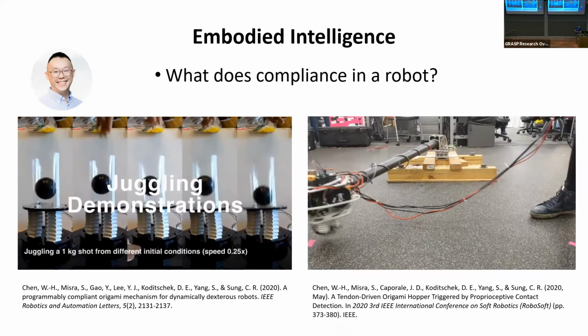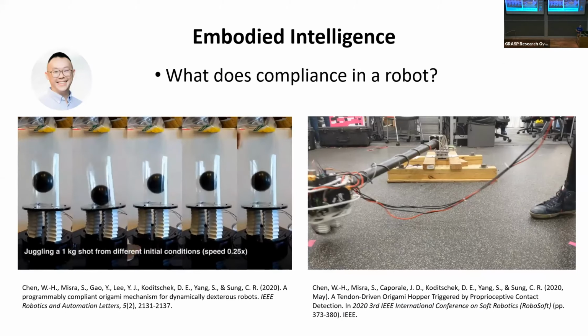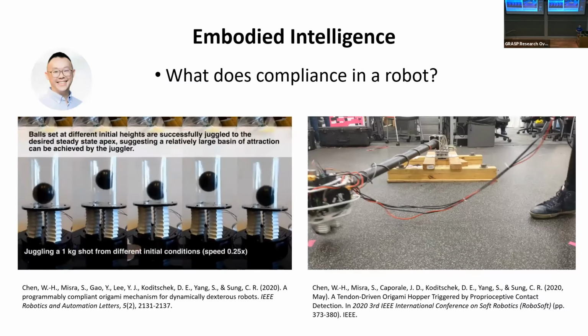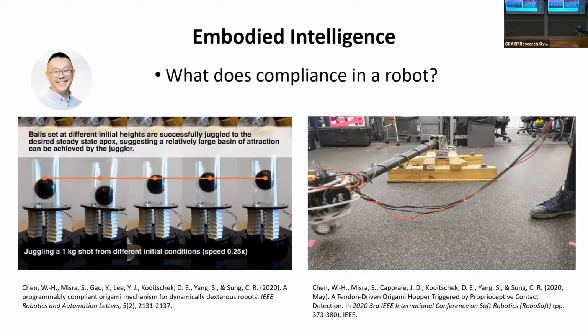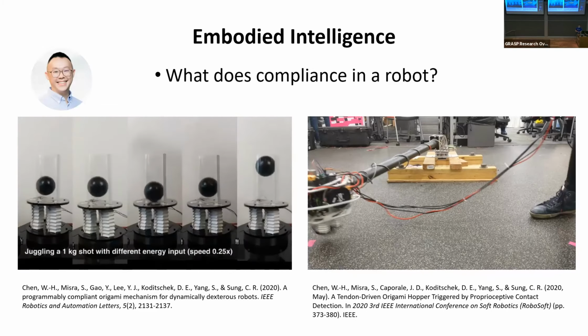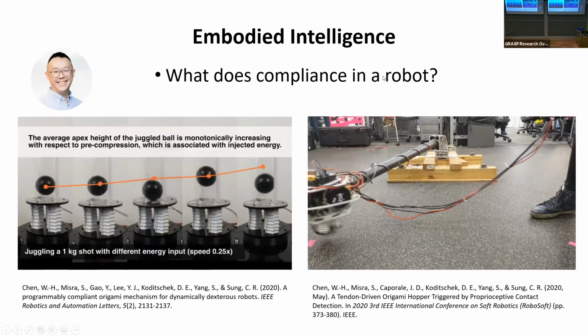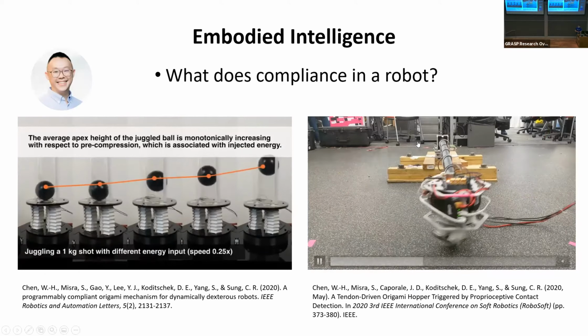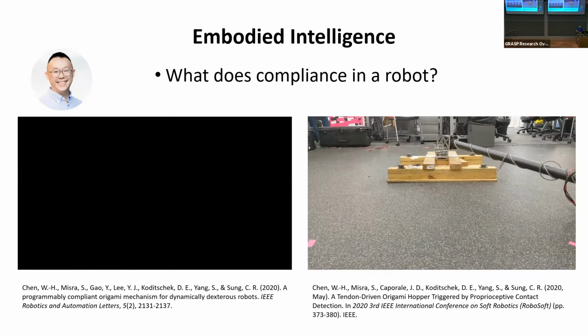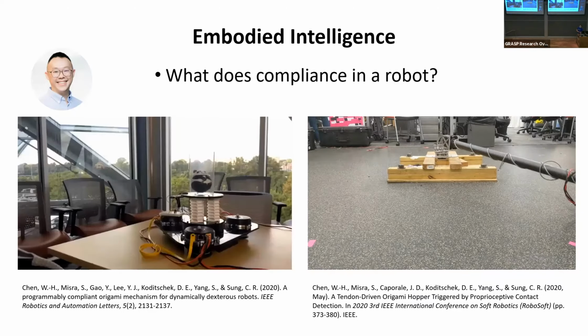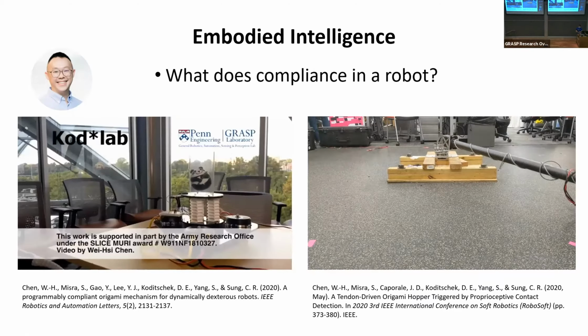And next, we're trying to see if we can actually add some sort of compliance into a robot, because we believe that robots shouldn't be just rigid. And here we try to put origami as a compliant mechanism into the robot. And let's see. So here we can see that a robot can hop with just the origami structure.